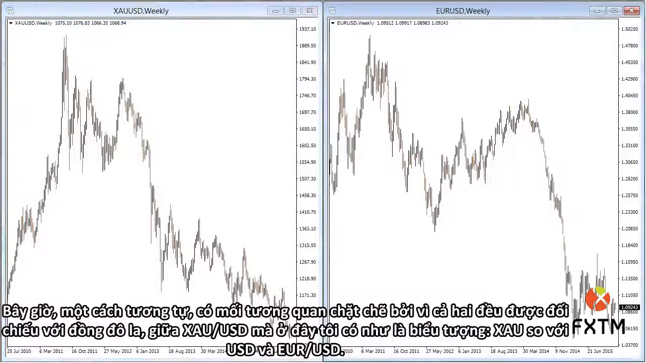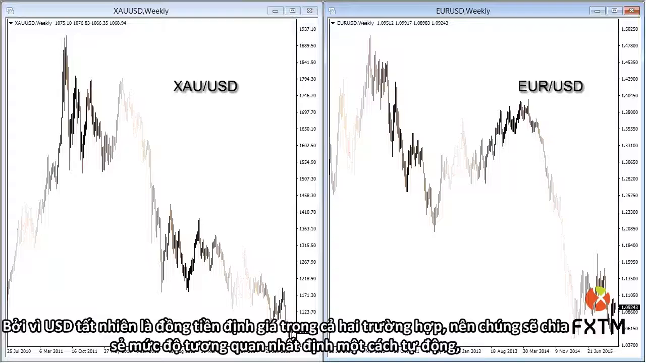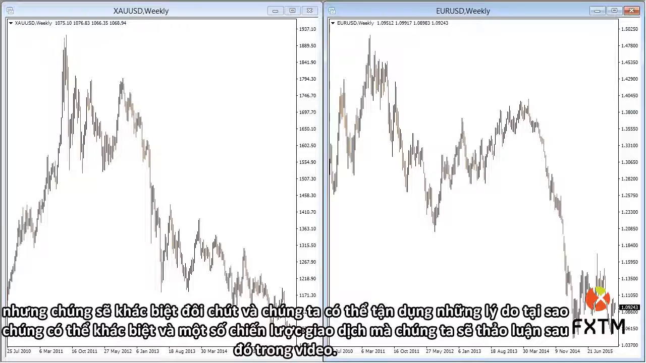Now, similarly, there is a tight correlation between gold to the dollar, which here I have as the symbol XAU to the US dollar, and the euro to the US dollar, because they're both contrasted with the dollar. Because the US dollar is, of course, the quote in both cases, they are going to share a certain amount of correlation just automatically, but they will differ a little bit, and we can take advantage of the reasons why they may differ in some trading strategies that we're going to discuss later in the video.